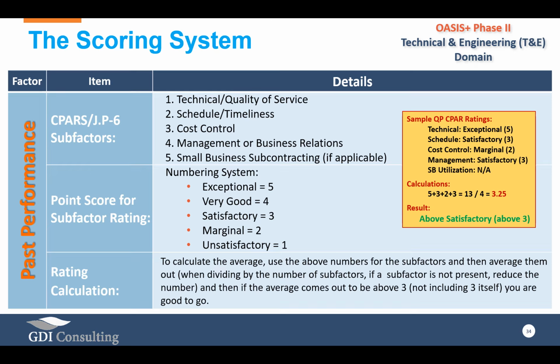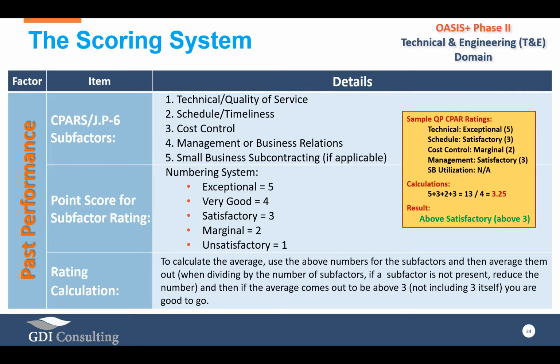That is, exceptional is considered 5, very good is considered 4, satisfactory is 3, marginal is 2, and unsatisfactory is 1. You replace these numbers for the ratings, add them up, then divide by the number of the applicable ones, and that's how you get the average. Now, if a rating is NA, not applicable, you don't count it.